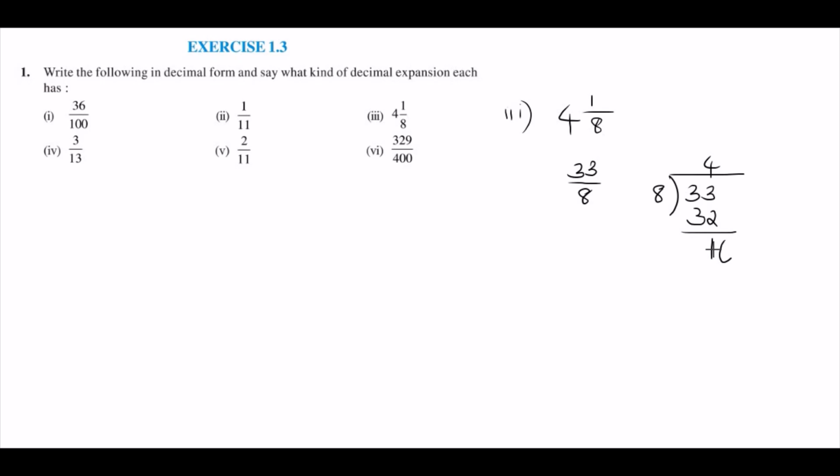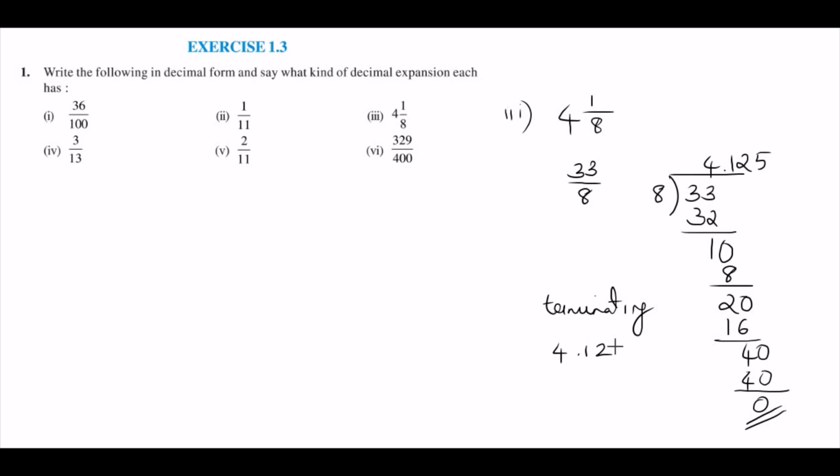So 1. So in 10, 8 goes once. That is 8. So you get the remainder as 2. That is 10 minus 8 is 2. In 20, 8 goes 2 times. That is 16. So you get 4. 20 minus 16 is 4. So the remainder is 4. Now in 40, 8 goes 5 times. That is 40. So you get the remainder as 0. So whenever you are getting the remainder as 0, you know it has a terminating decimal expansion. So here this number has a terminating decimal expansion. That is 4.125.